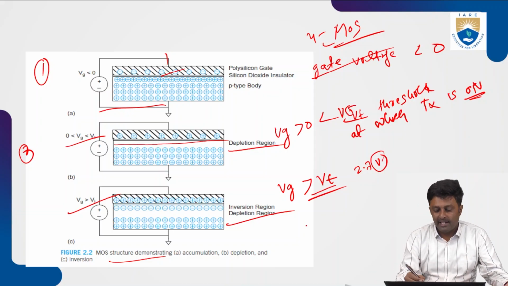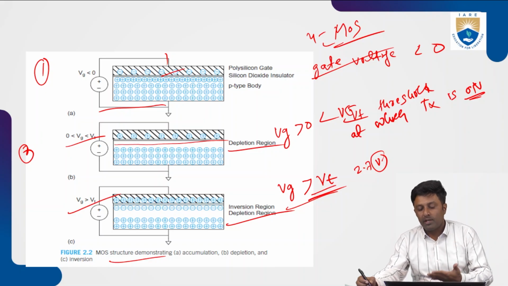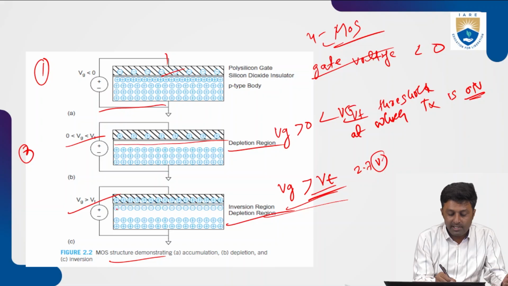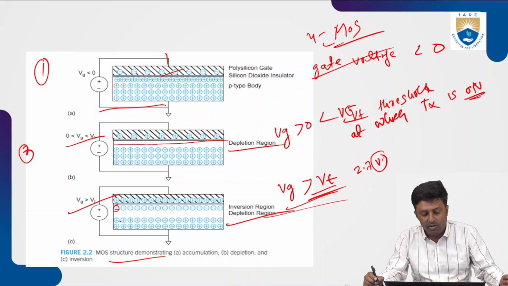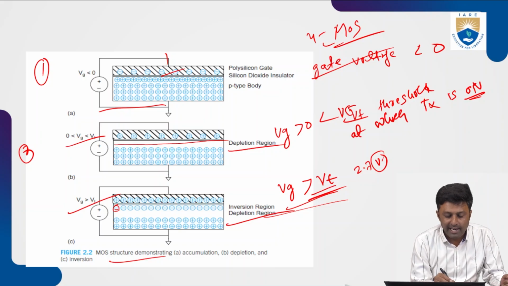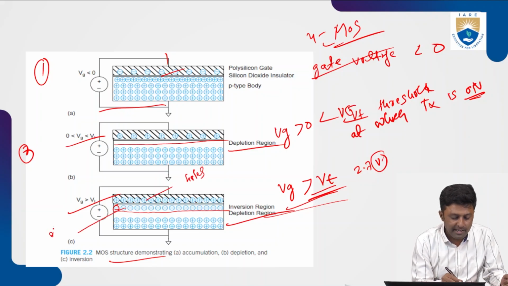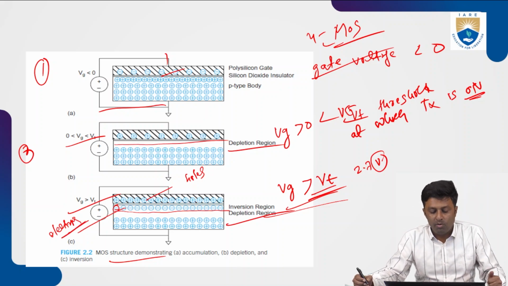As we can see here, only if the gate voltage is greater than the threshold voltage will the transistor be on, and the inversion happens, that is, the electrons get attracted to the holes, and an inversion layer is formed here. So an inversion layer is formed with the help of the electrons in the holes.